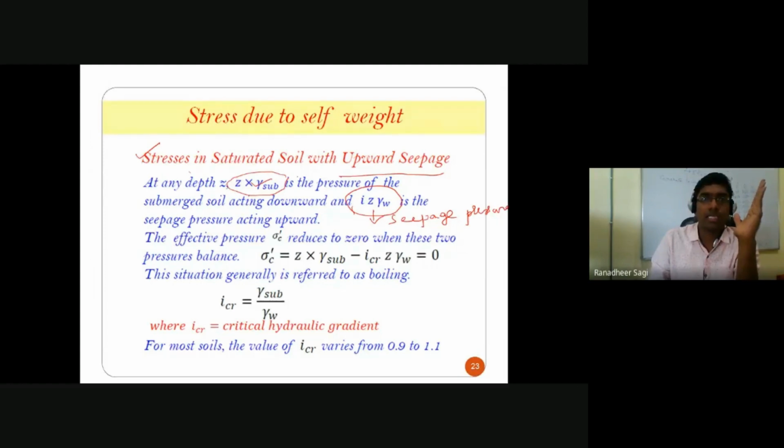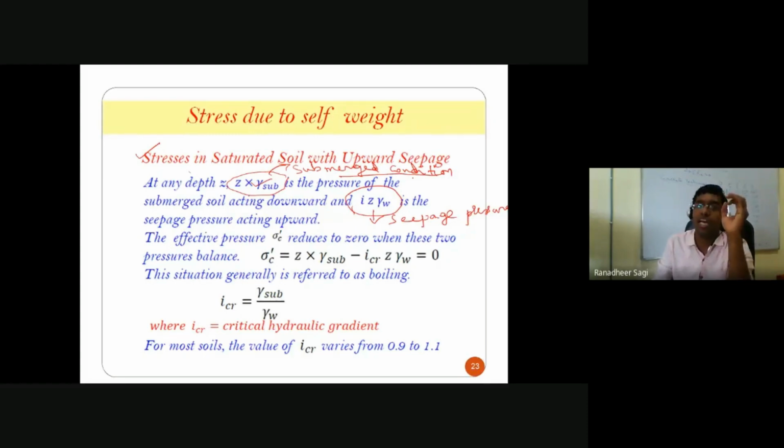And whereas this Z into gamma W is nothing but the pressure exerted because of the submerged condition of the soil in the downward direction. Okay, so in the downward direction, the so-called existing pressure on the soil medium at point B, or at any particular depth, is Z into gamma sub.